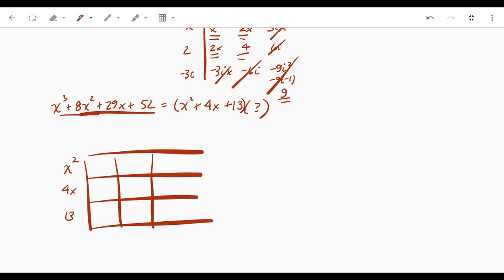Okay, so first of all, I want to get x cubed. So then this is x. Right? I got my x cubed. And I'll have 4x squared. And I'll have 13x. Okay, I want 8x squared, so this must be 4x squared, which means this is 4, and this is 16x, and this is 52. And I've got my 29x and my 52 then. Okay, and everything worked out well. So this other factor is x plus 4.